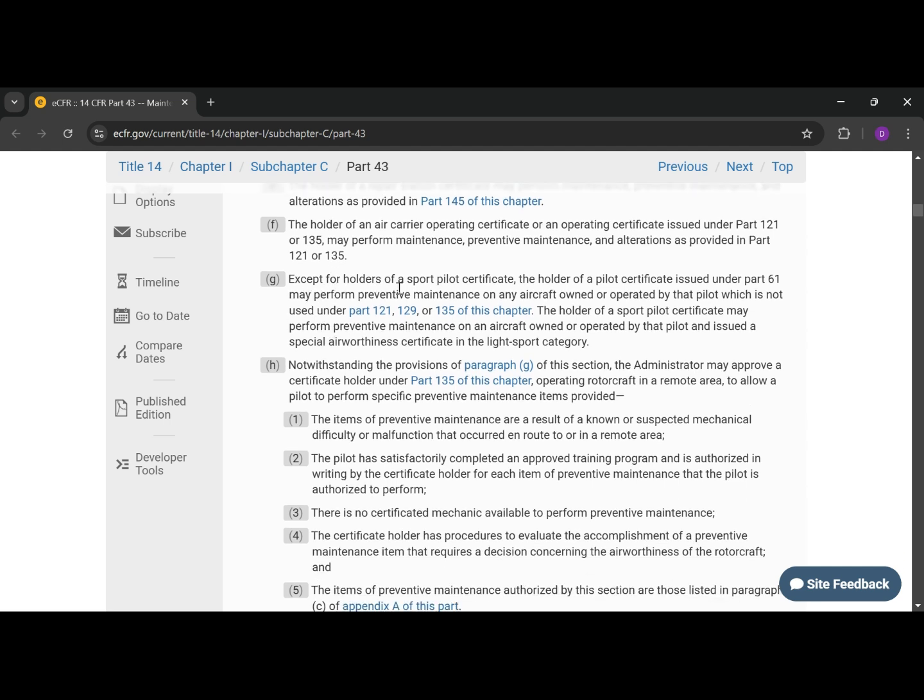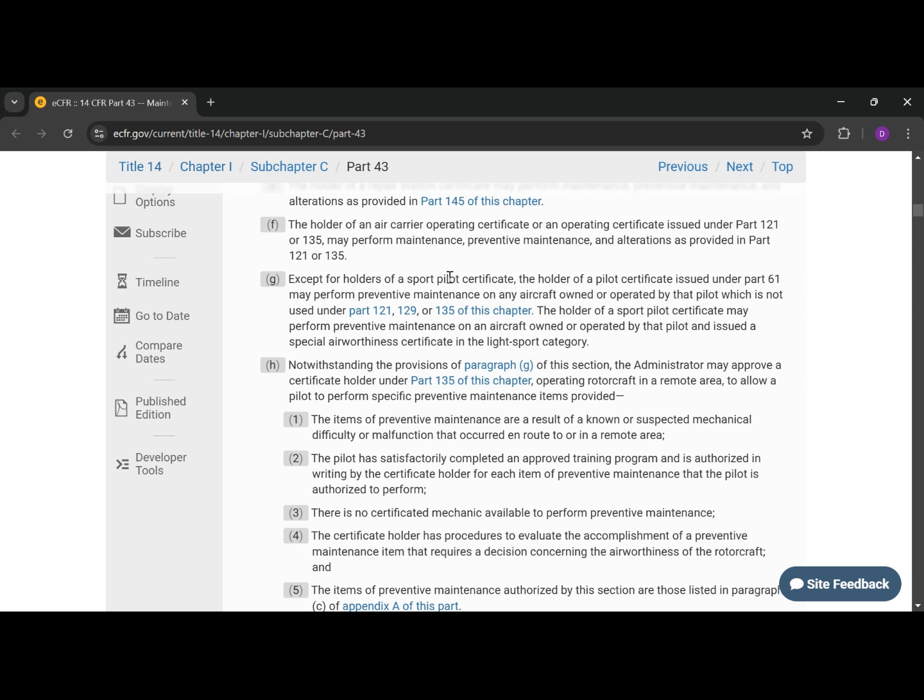Except for holders of a sport pilot certificate, the holder of a pilot certificate issued under Part 61 may perform preventative maintenance on any aircraft owned or operated by that pilot, which is not used under Part 121, 129, or 135 of this chapter. The holder of a sport pilot certificate may perform preventative maintenance on an aircraft owned or operated by that pilot and issued a special airworthiness certificate in the light sport category.